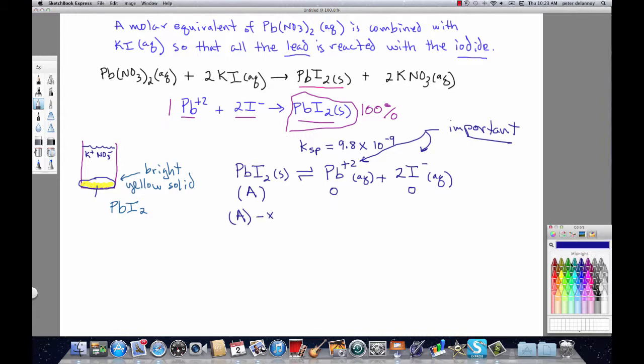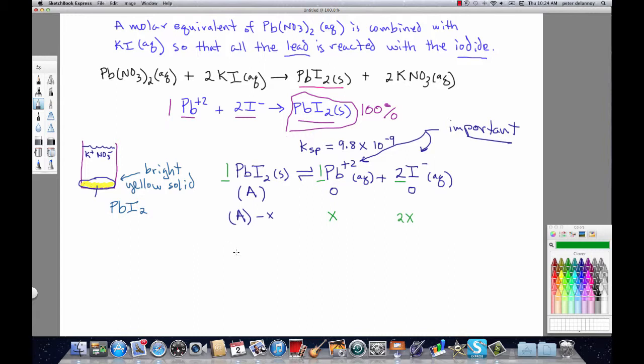And again, let me remind you of stoichiometry. We have 1 mole of lead iodide that's going to produce 1 mole of lead ion and 2 moles of iodide. So A is going to decrease by some very small value X. Lead ion is going to be produced as a function of X, and the iodide is going to be produced as a function of 2X.